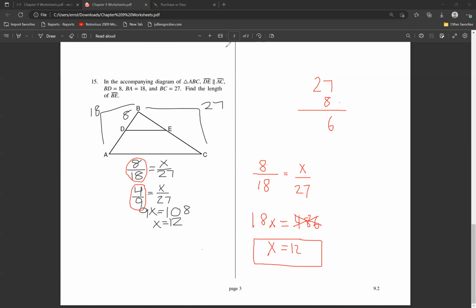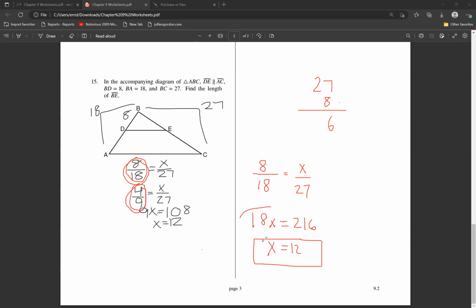216. 200, how much? 16. 216. Okay. Now take your 216 and divide by 18. That's 12. There you go. So what I'm trying to show you is it doesn't matter if we left the 8 over 18 here or we reduced it to 4 over 9. We would get the same answer.